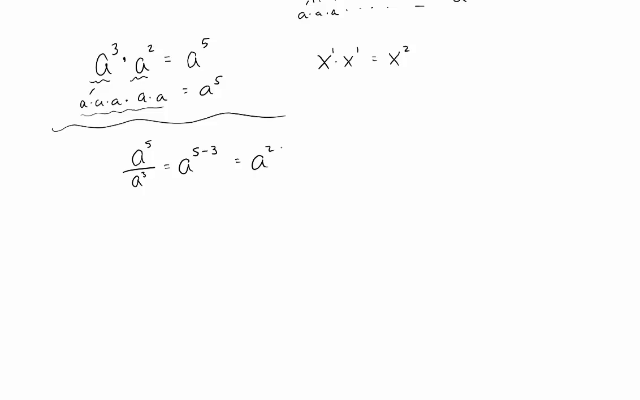Well, why does that work? Because now I have 5 a's, so a times a times a times a times a, and I'm dividing that by 3 a's, so a times a times a. Since I'm multiplying all these together, I can start canceling like terms out. All the terms are alike, so I'm going to cancel this a with this a, this a with this a, and this a with this a. Essentially, all these terms are just ones. And what I have left is a times a, which is just a squared.